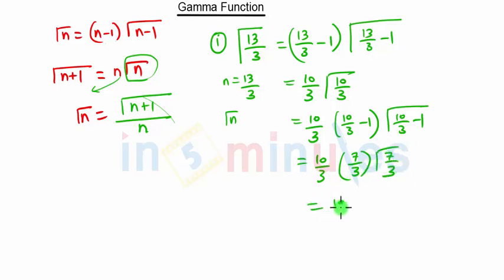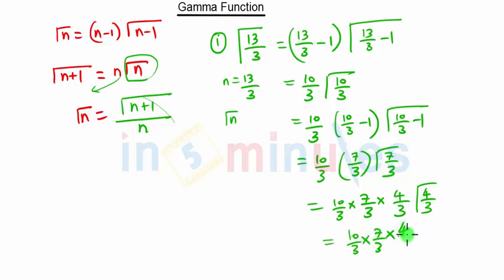Again for 7 upon 3 we can apply the same property. So 10 upon 3, 7 upon 3, 7 minus 3 will be 4 upon 3 into gamma of 4 upon 3 equal to 10 upon 3 into 7 upon 3 into 4 upon 3. Gamma of 4 upon 3 will be 4 minus 3, that is 1 upon 3 into gamma of 1 upon 3. So this is how we use to simplify our fractions.